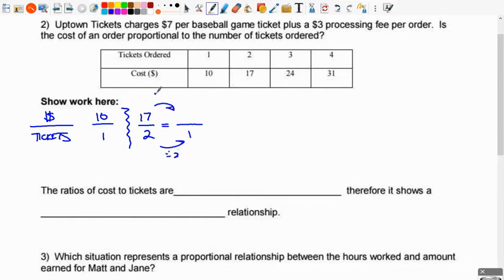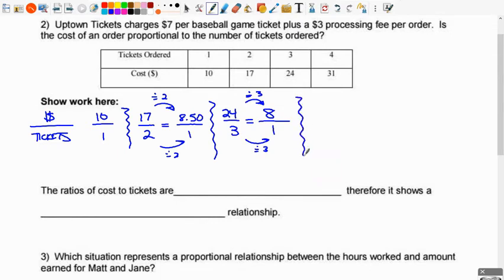And so if I do 17 divided by 2, that's going to give me a decimal of 8 5/10. But remember, we're dealing with money here, which means that's going to be $8.50 per ticket. If I look at the third set of data, I can see that it costs $24 for 3 tickets. Again, I'm looking for the cost of just 1 ticket, so I would divide by 3. 24 divided by 3 means that it's going to be $8 per ticket.